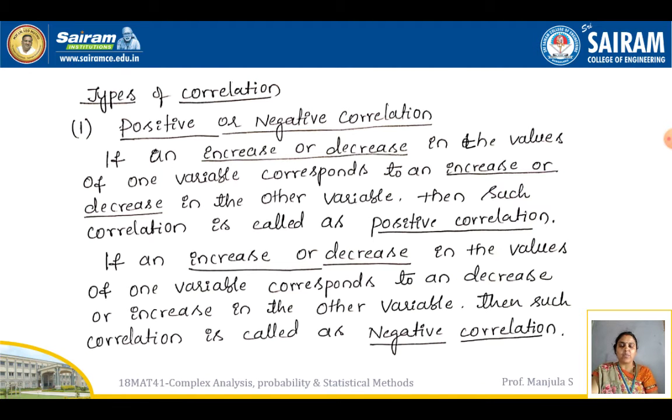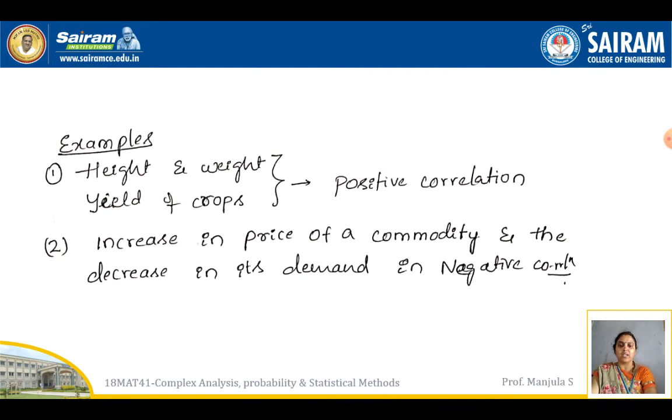There are many types of correlation. The first one is positive or negative correlation. If an increase or decrease in the values of one variable corresponds to an increase or decrease in the other variable, then such correlation is called positive correlation. Suppose the increase or decrease in the values of one variable corresponds to a decrease or increase in the other variable, that we call negative correlation.